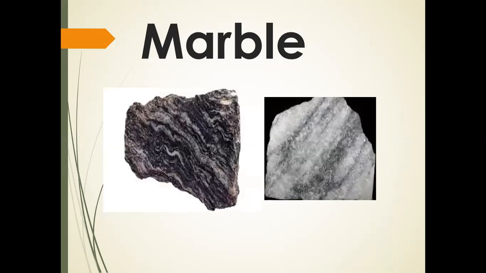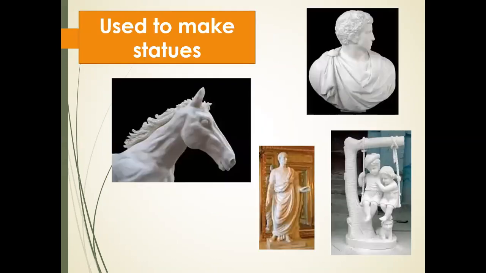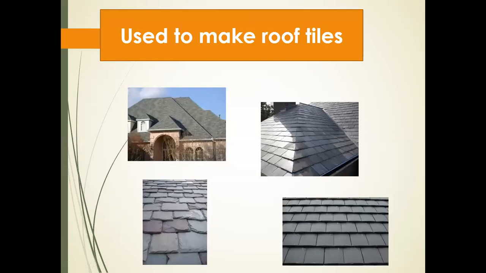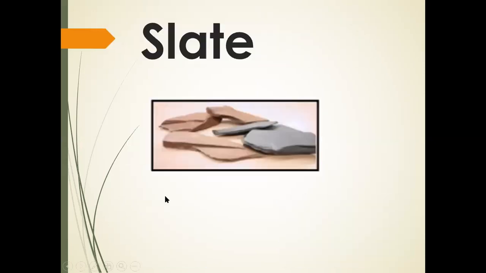Those are all kinds of rocks. What is it used for? It's used to make statues. The statues here in front of you, as we all saw, are made from marble. The third example of the rock is the slate. What is it used for? It is used to make the roof tiles. The tiles of the roofs of the houses are made from slate.